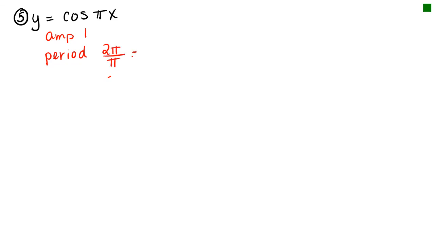All right, so example 5. y equals cosine pi x. My amplitude is 1, because that's the number in front of cosine. My period is 2 pi over pi, which is 2. So I'm going to go up to 1 and down to -1.